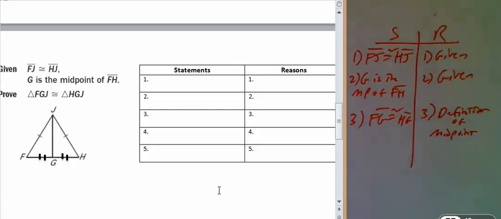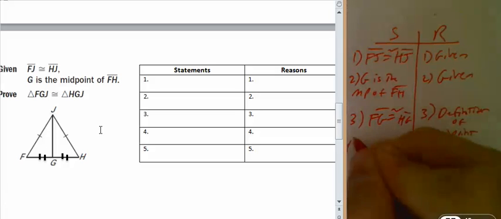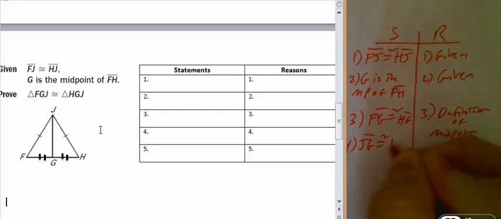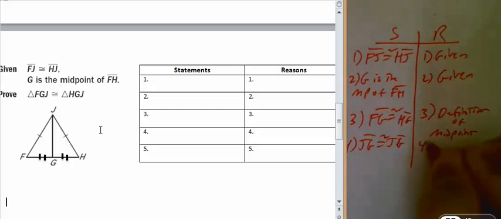Now let's take a look. How many pieces of the puzzle do we have? We're trying to get these two triangles congruent. I have 1, 2, 1, 2. I still need a third. Hopefully you see that JG is shared by both. So in fact, that is one of our steps. JG is congruent to JG. And of course, that's the reflexive property.